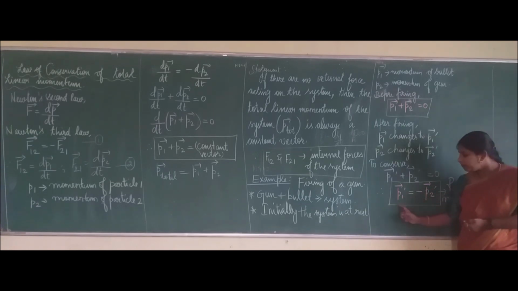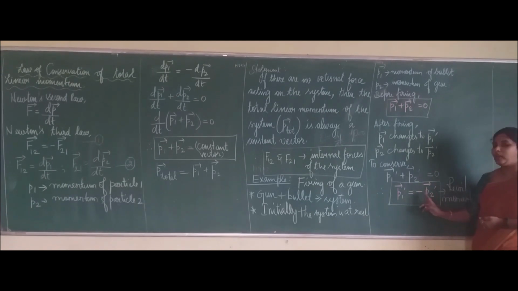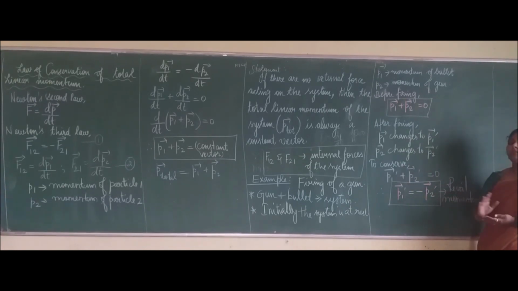After firing, the momentum of the bullet is exactly equal and acts opposite to the momentum of the gun. This term is nothing but recoil momentum. Before firing the total momentum is equal to 0. After firing also, the total momentum is equal to 0. So this is known as the law of conservation of linear momentum.